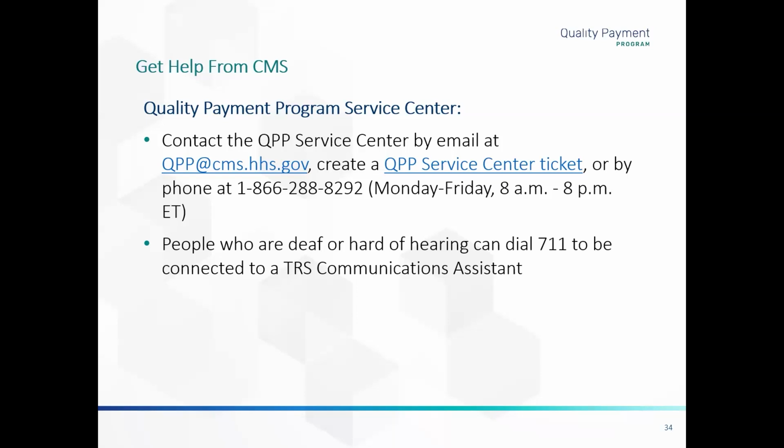Next slide, please. If you have specific questions or need help attesting to improvement activities or any of the performance categories for MIPS, you can contact the Quality Payment Program Service Center at qpp@cms.hhs.gov, or you can call 1-866-288-8292.